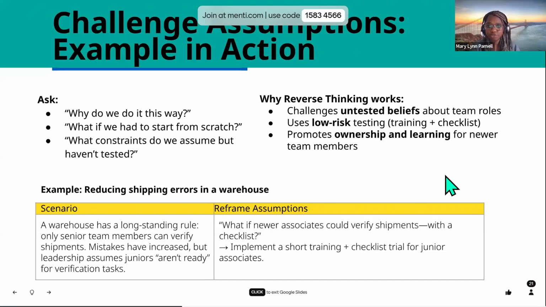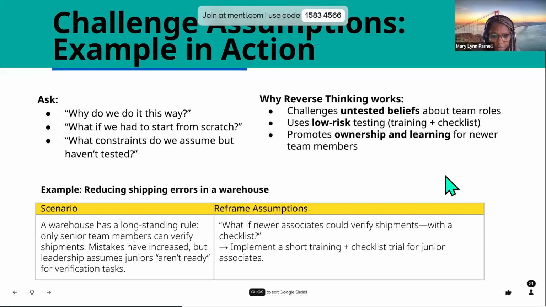Reverse thinking is challenging our untested beliefs about team roles using low risk testing, which could be training and a checklist. And then we are also wanting to promote ownership and learning for newer team members. So if we take into question asking the whys, reversing our thinking in our scenario, how do we reframe some of our assumptions? And the reframing becomes, what if newer associates can verify shipments with a checklist? Implementing short-term training, a checklist trial for junior associates.